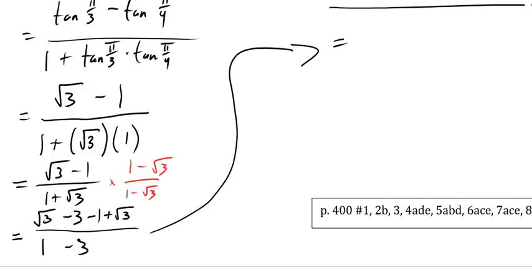And I get negative 3 minus 1, which is negative 4, and 3 plus root 3, which is plus 2 root 3, over 1 minus 3, which is negative 2. Okay, I'm going to do this in 2 steps. You might be able to do this in one when you're doing your work, but just so that everybody can see it, I'm going to factor out the negative on top.